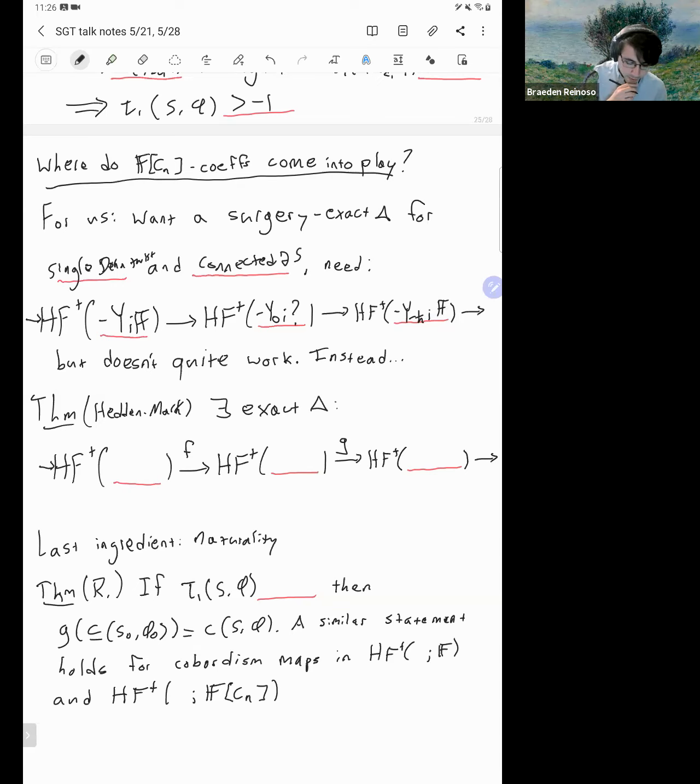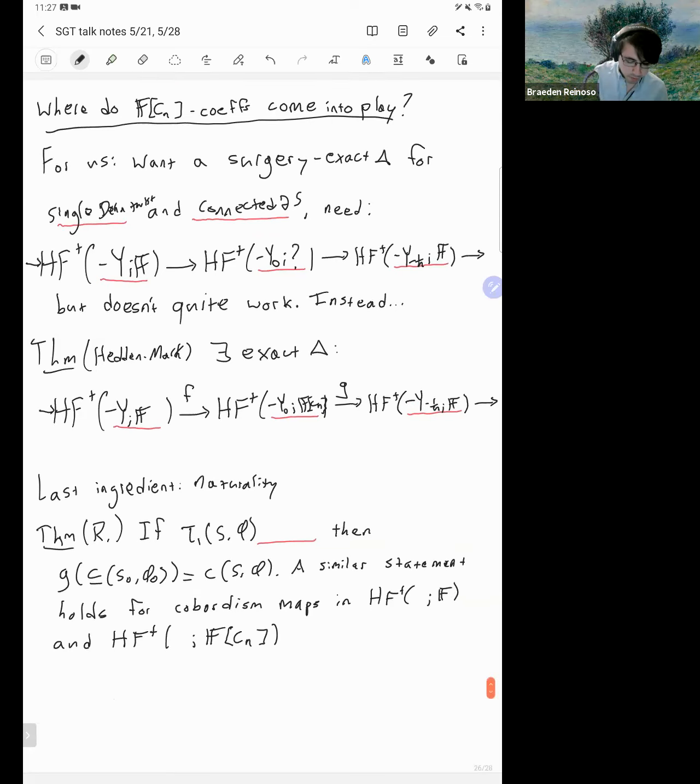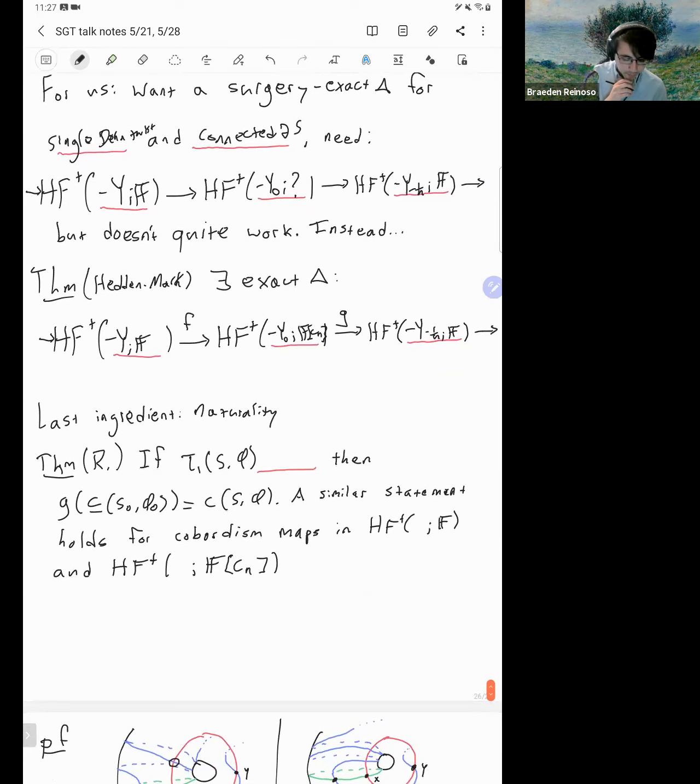So instead, we have this theorem of Hedden and Mark that there's an exact triangle of exactly this form, where in the middle, we instead have FCN coefficients. And on the two sides, we just have regular F coefficients. And that's the exact triangle we'll use.